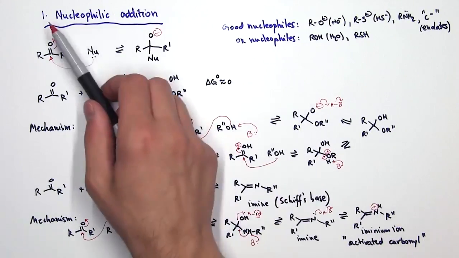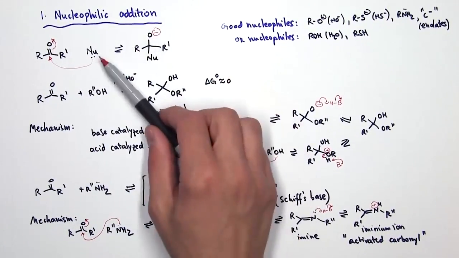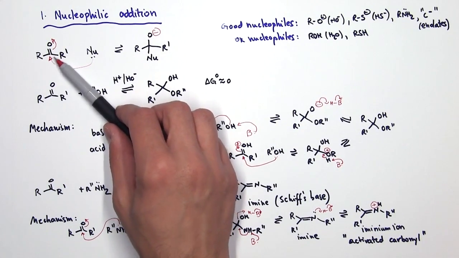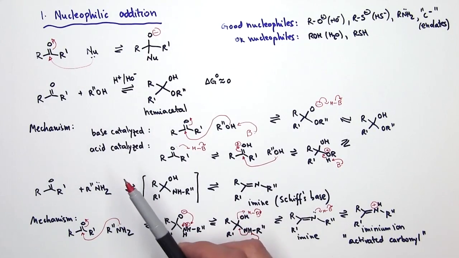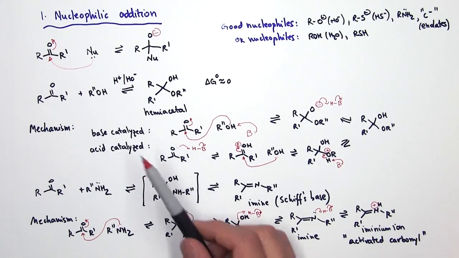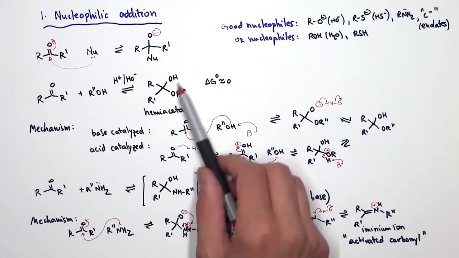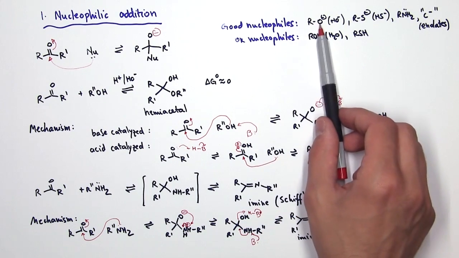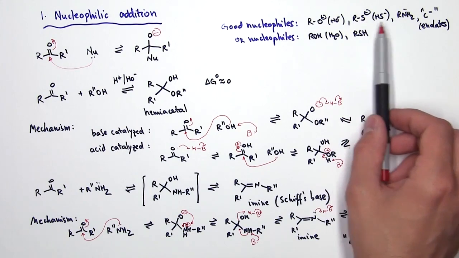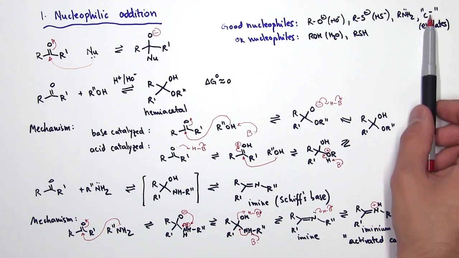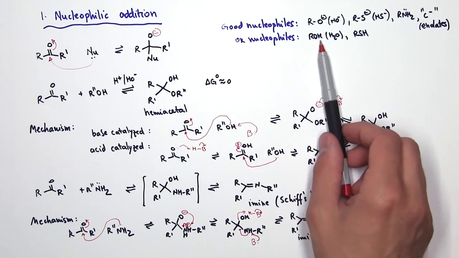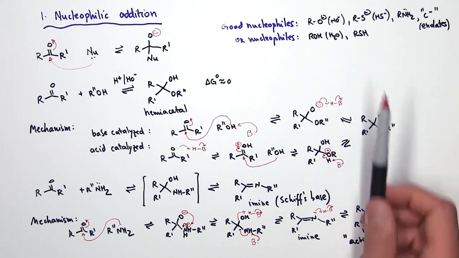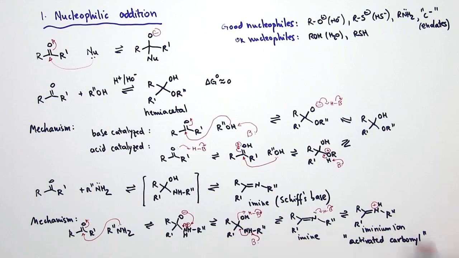We saw in this video the nucleophilic addition, where a nucleophile attacks the carbon of the carbonyl to add and form a tetrahedral product. For example, alcohols can add to carbonyls to form hemiacetals, and amines can add to carbonyls to form imines or Schiff bases. And we reviewed that good nucleophiles are the ones like alkoxides, thiolates, amines, or C- enolates, whereas okay nucleophiles like alcohols and thiols need to be activated first to undergo nucleophilic addition.